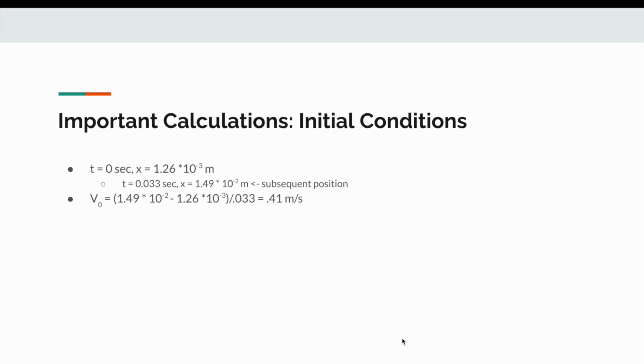Some important calculations. To begin, I calculated my initial time, followed by my initial position, and then I calculated the next closest time, followed by the next closest position. With this, I could get a value for my velocity, which would then remain constant in the GlowScript code.